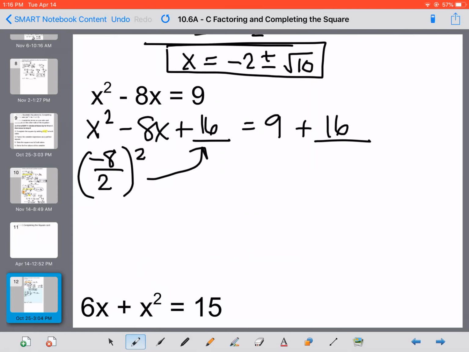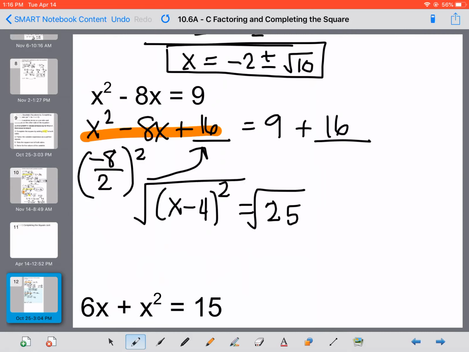I've now completed the square, so we know that our equation here is a perfect square, and it must factor to x minus 4 times x minus 4, which is really x minus 4 squared. And then 9 and 16 give us 25. And then we can solve by taking the square root. So I have x minus 4 is plus or minus the square root of 25, which is 5. And then we add 4 to both sides.